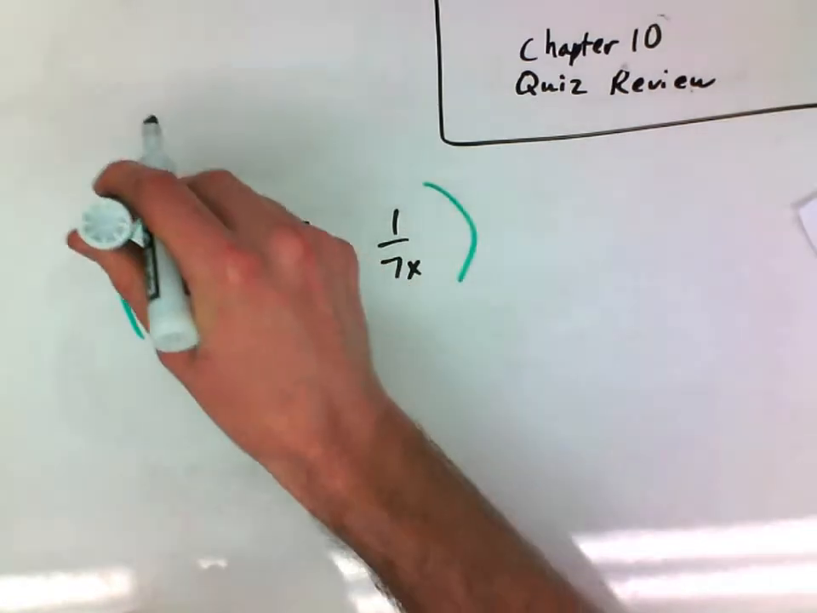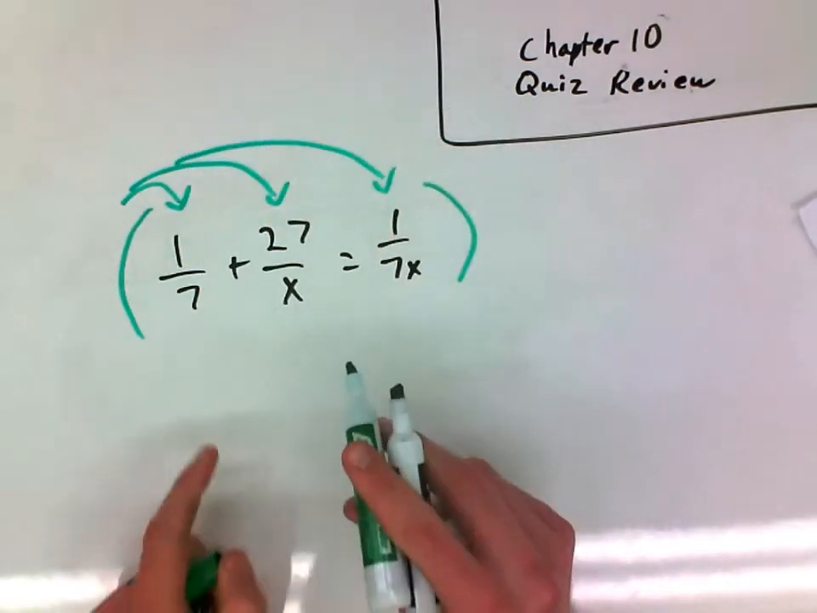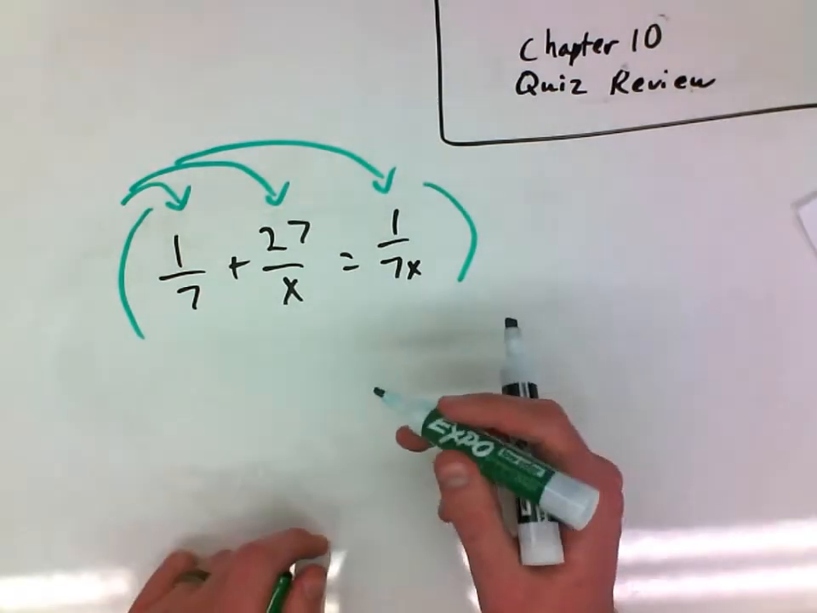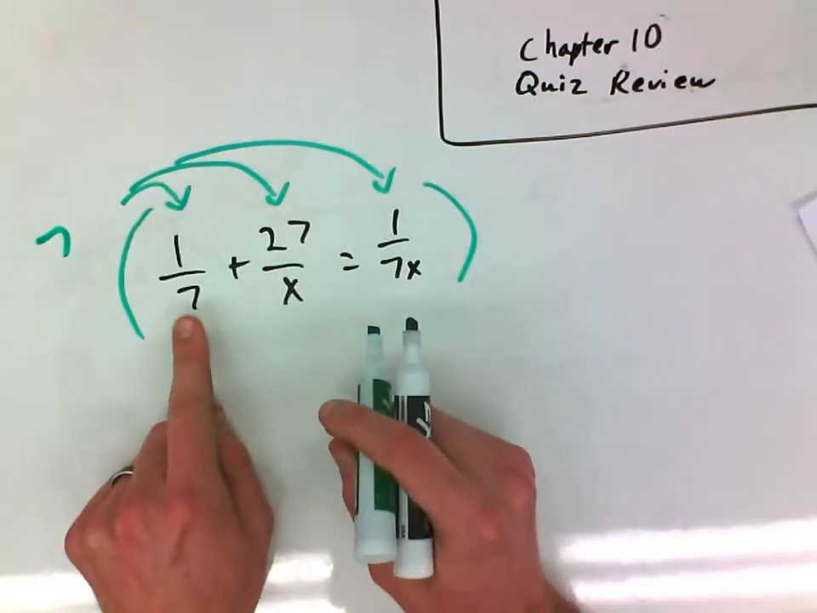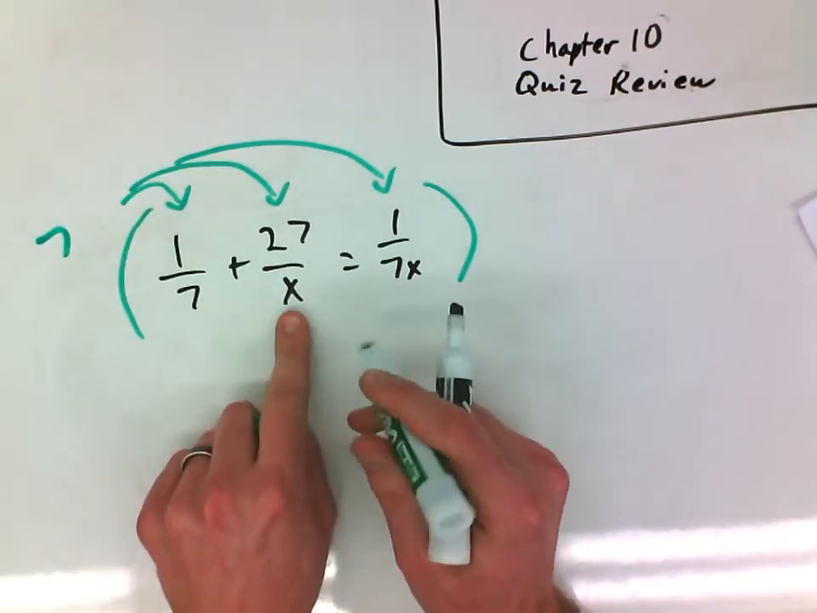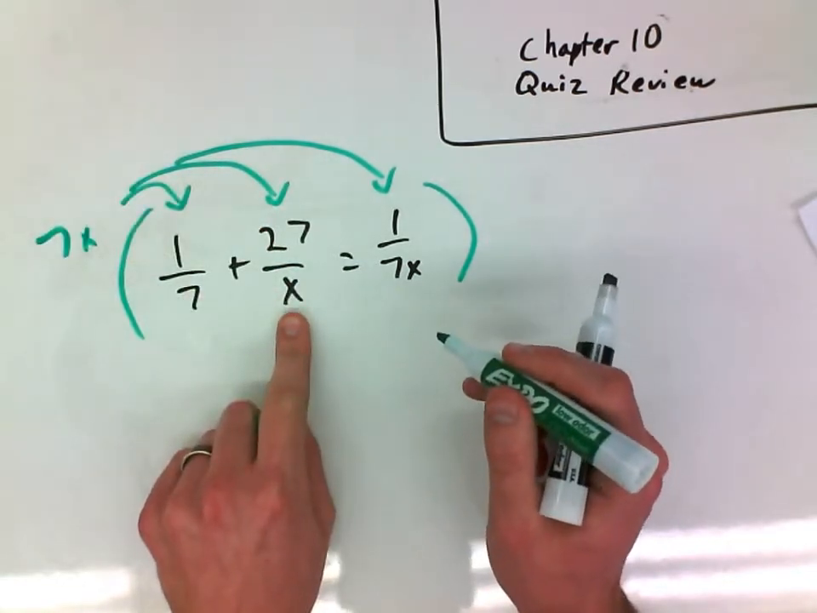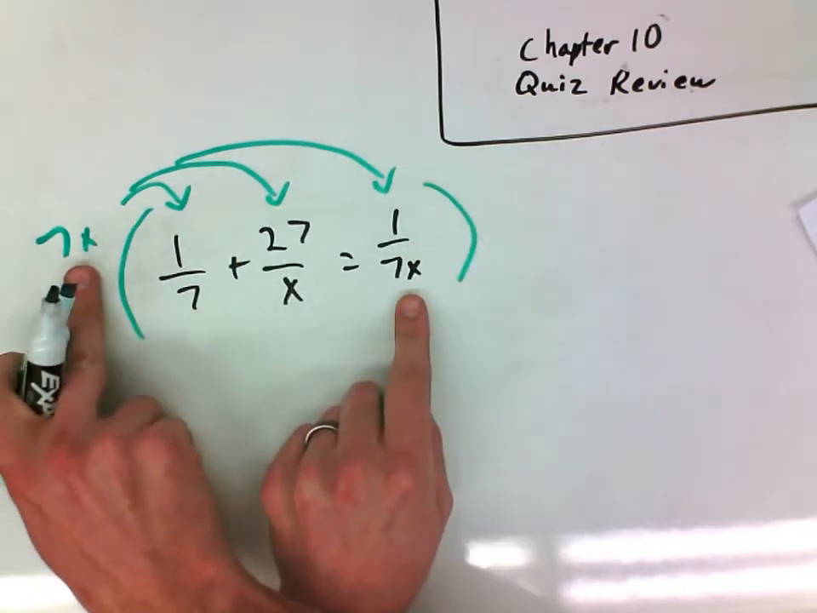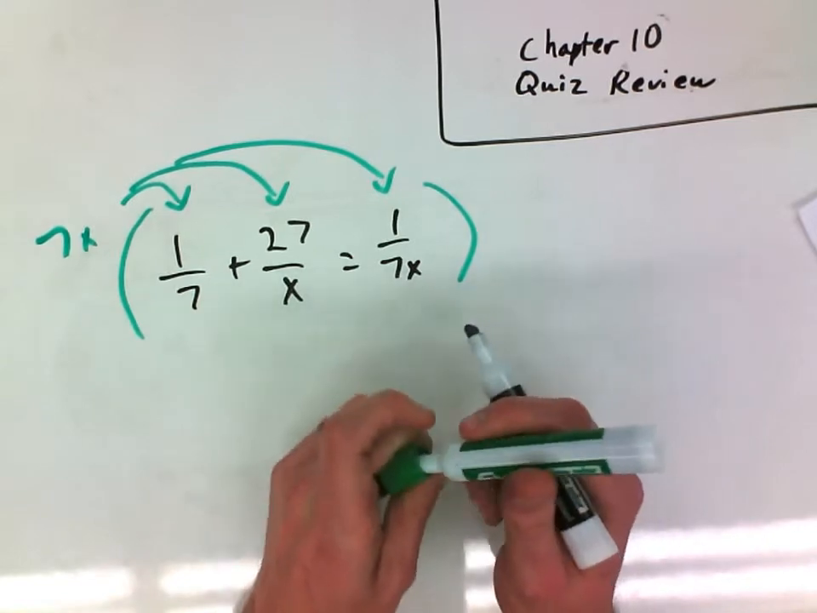I'm basically going to multiply each one of these by a number, and my idea is to get rid of those denominators. The number I'm going to have to multiply by is definitely going to have a 7 in it, so it cancels out this one. It's also going to need an x in it, so it can multiply and cancel out this one. And this one is going to need a 7 and x, but I already have those two. So this is sufficient to get rid of everything.